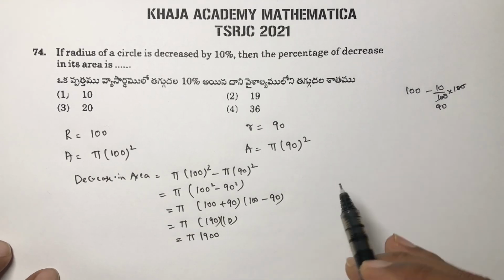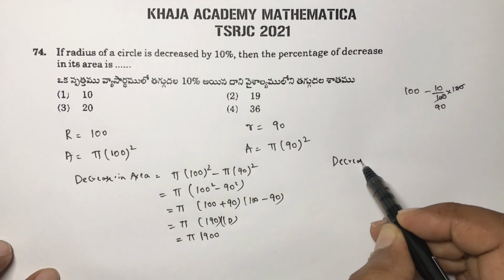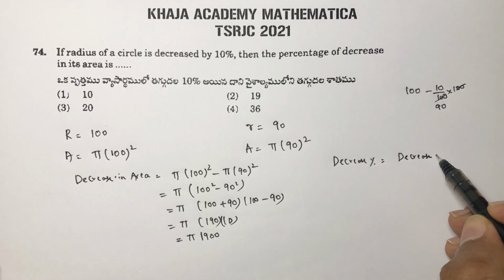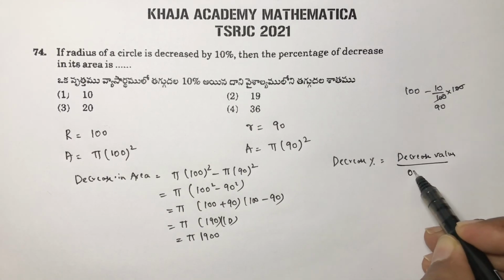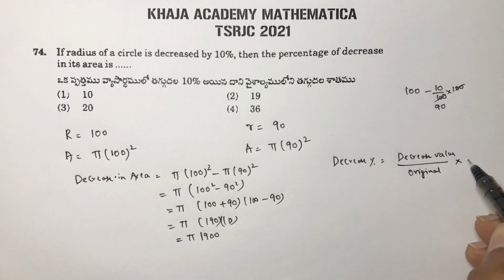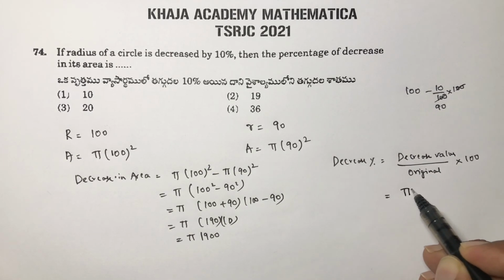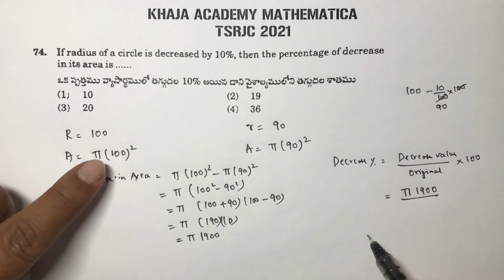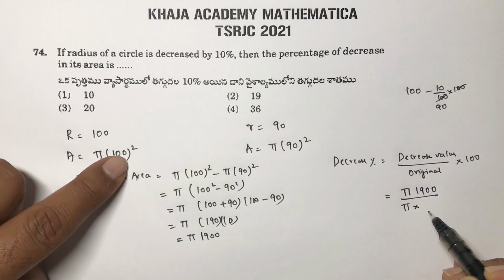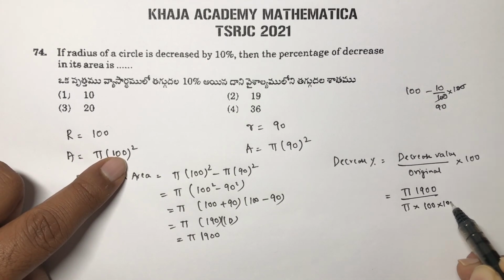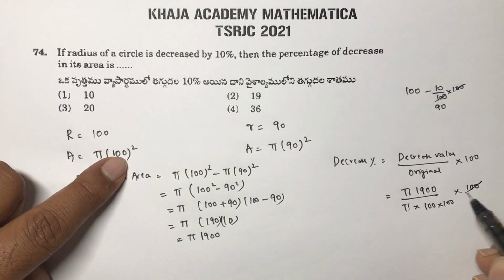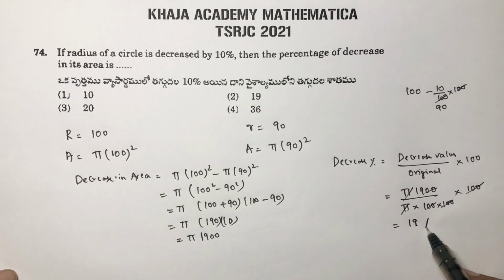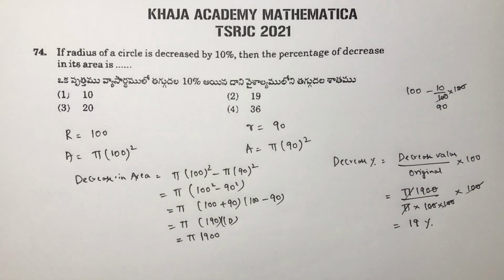But they are asking the decrease percentage. Decrease percentage is decrease value by original value times 100. The decrease value is pi into 1900 and the original value is pi into 100 square, which you can write as 100 times 100. 100 cancels, pi cancels, 2 zeros and 2 zeros, so 19%. So the correct option is 2.